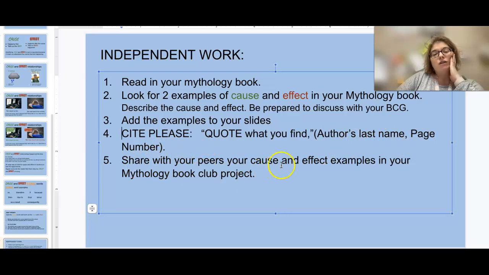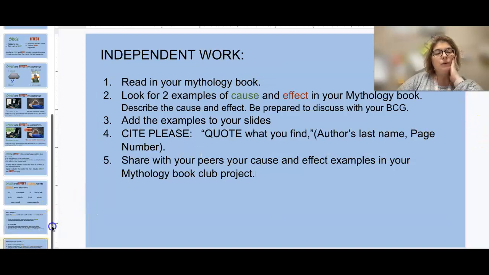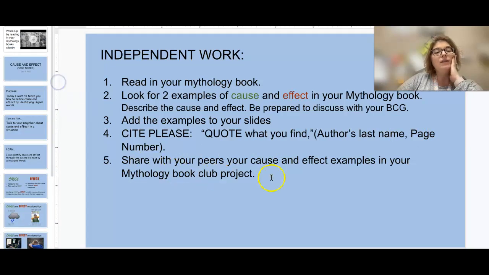Then we're going to share with your peers your cause and effect examples in your mythology book club project, okay? So this is what we're doing. I understand that if we can't get to the sharing part, that's okay, right? Today I'm trying to get everyone caught up. All right. If you have any questions, shoot me an email. I'm going to put a discussion board for the exit ticket in today's slides.